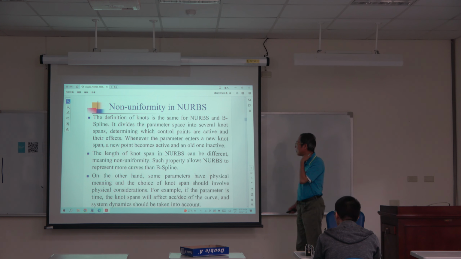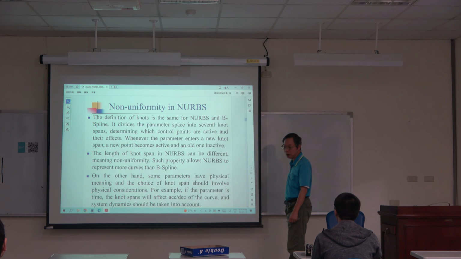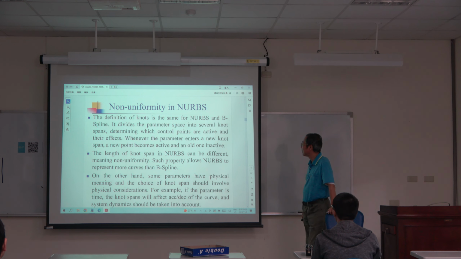So let us look at the properties of NURBS. First of all, let us look at the so-called non-uniformity. Remember from the B spline, we have the so-called knot vector. The definition of the knot vector for NURBS and B spline are the same. The knot vector divides the parameter space into several what we call knot spans. And each knot span determines which control points will be active or inactive.